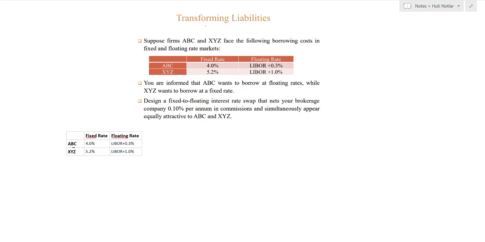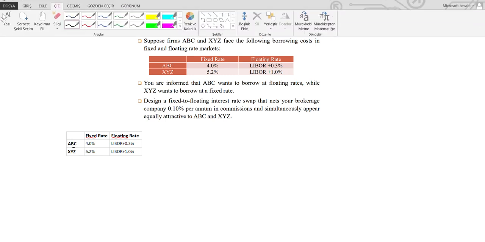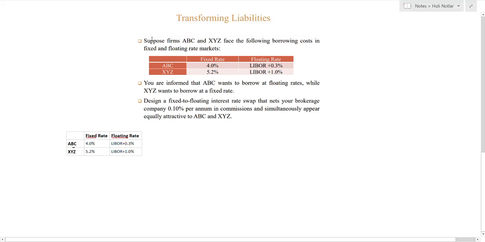Today we will talk about transforming liabilities under designing a swap for interest rate. It will be a little bit different than our previous video. Again, we will design a swap, but this time we will transform the liabilities. Therefore, it will be a little bit tricky, but don't worry. Be happy and watch the video.